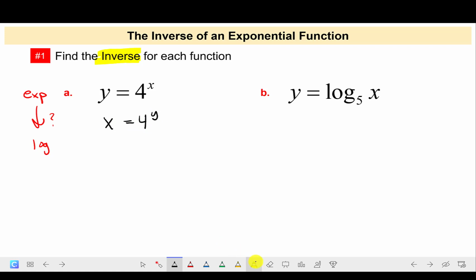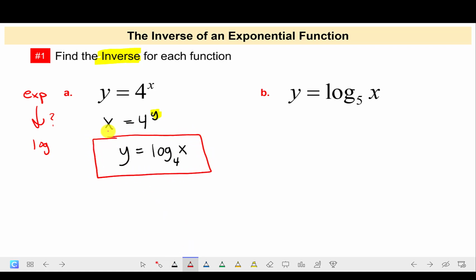When we want to find the inverse, we want to get y alone. And we learned now how to isolate y with logs. So then we would go log base 4 raised to the power of y returns x. We have that, and that's exactly what that is. That's our inverse function. These two are inverses of each other and vice versa.